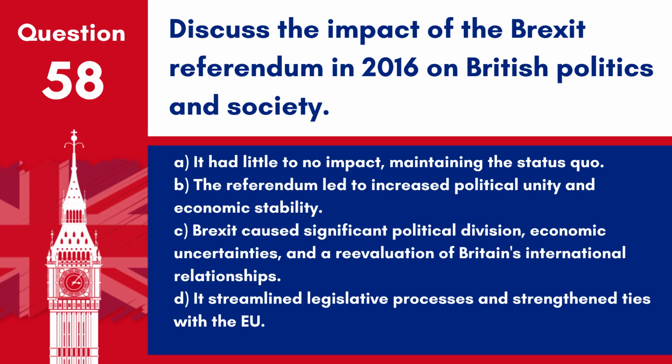Question 58. Discuss the impact of the Brexit referendum in 2016 on British politics and society. A. It had little to no impact, maintaining the status quo. B. The referendum led to increased political unity and economic stability. C. Brexit caused significant political division, economic uncertainties, and a revaluation of Britain's international relationships. D. It streamlined legislative processes and strengthened ties with the EU.